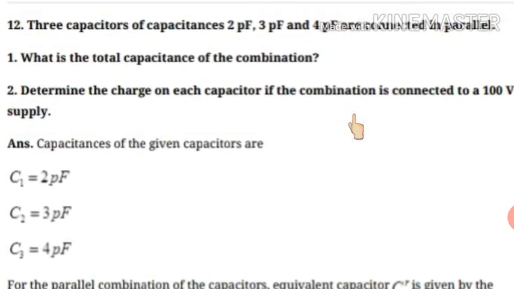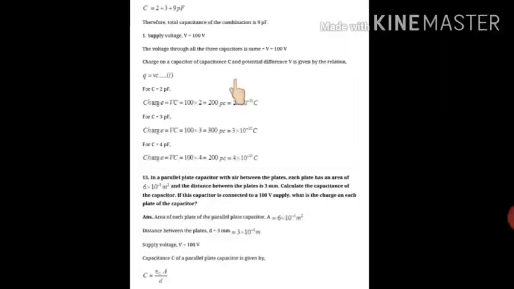In the next question they are talking about parallel combination. Before this we have talked about series combination. Here they are talking about 3 capacitors whose capacitances are 2 picofarad, 3 picofarad and 4 picofarad, and they are connected in parallel. So what will be the total capacitance? Now it is very easy for us to calculate.